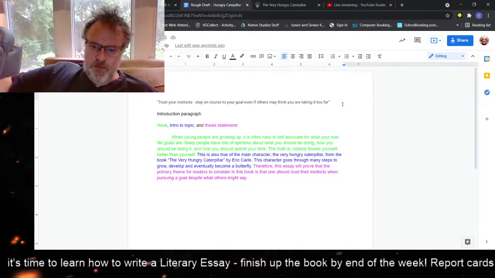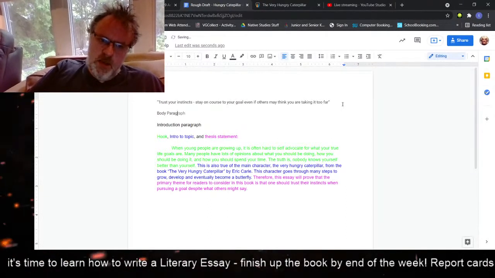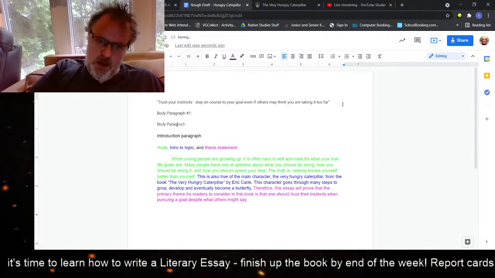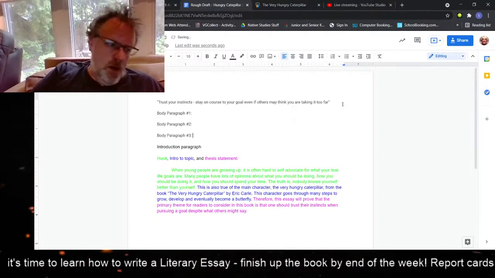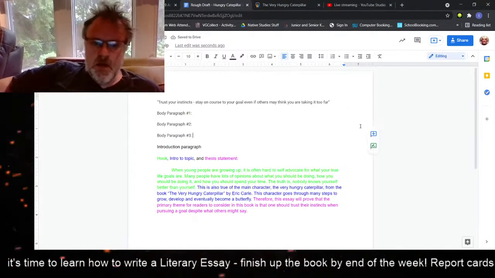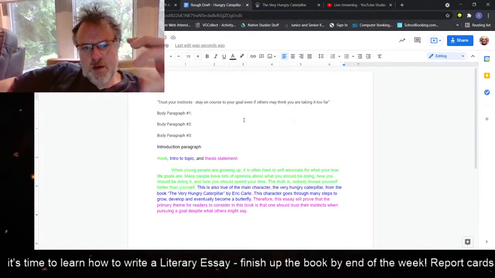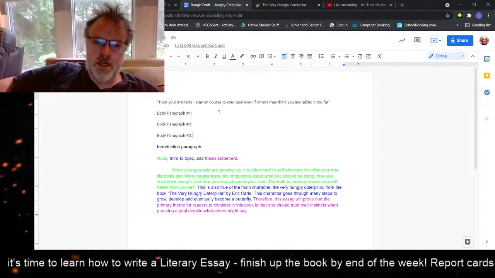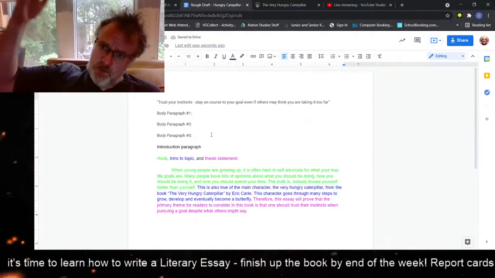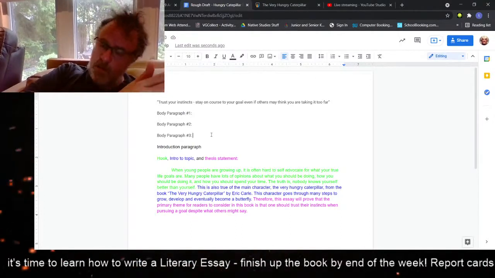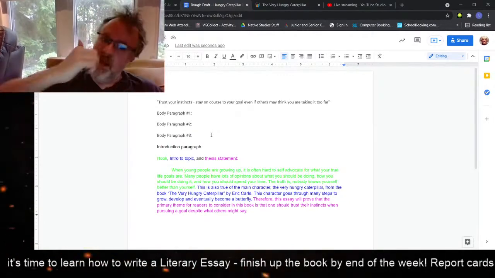So obviously, if you want to figure out what your examples are, you should figure this out before you start writing your body paragraphs. So now I have to return to the book and ask, what are my 3 examples going to be on this situation? I'm thinking about staying the course to your goal, even if others think that you are taking it too far. What are my 3 examples going to be? If we're talking about the progression of the story, body paragraph number 1 will be in the first third, number 2 in the second third, and number 3 in the final third.